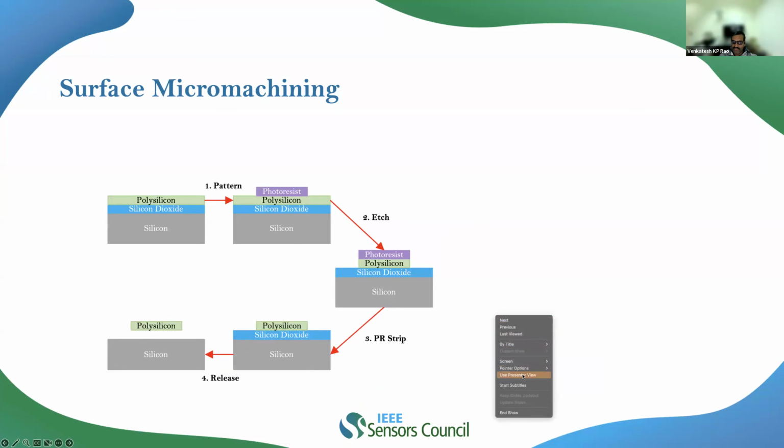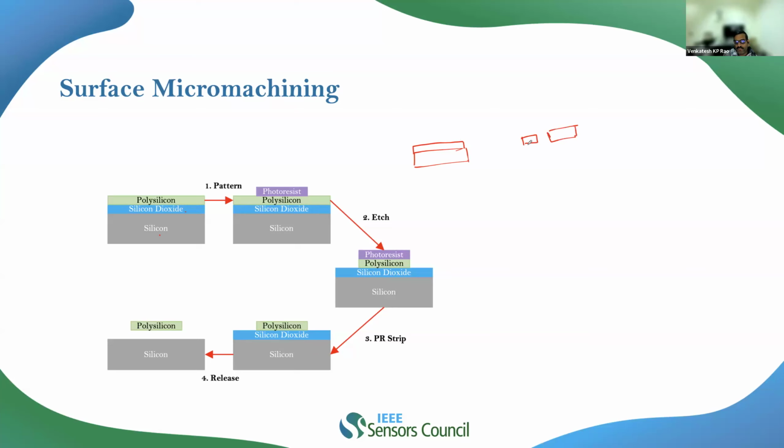Similarly, if you want to draw the same thing for the fabrication of a simple cantilever, what we can do is start with a silicon and deposit the oxide. So I'll start with a silicon. Now I'm going to deposit an oxide on top of this. Now I will pattern the oxide. This is my silicon, and this is my oxide layer. Now I have patterned the oxide.